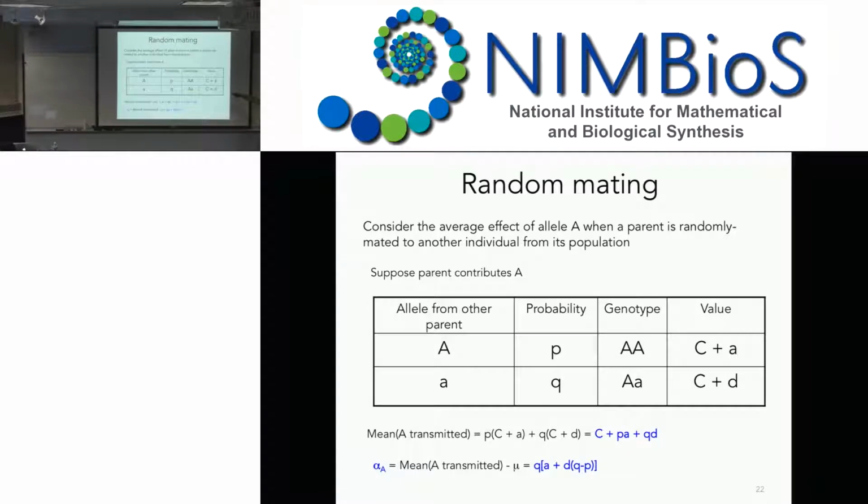Suppose a parent contributes a big A. So if P and Q, this is the other allele, then with probability P, the other allele is a big A, and they're a big A. With probability Q, the other allele is a little a, and they're a heterozygote. So if I change populations, I change these frequencies. I'm either a big A or a big A little a, but these frequencies change. So then for this population, I can compute the mean given a big A and can compute the average effect.